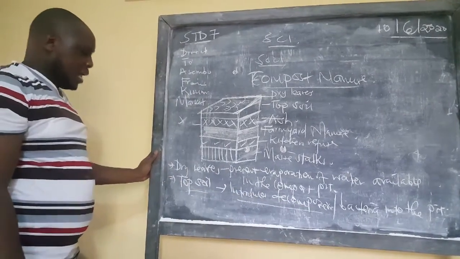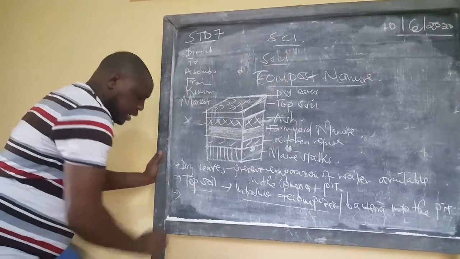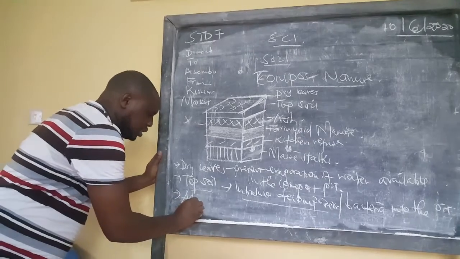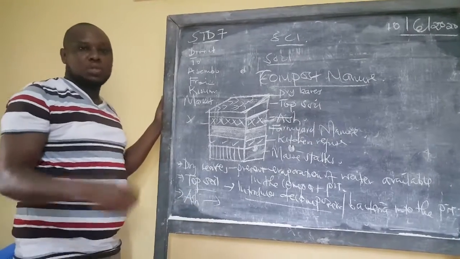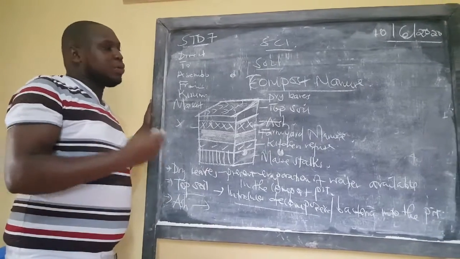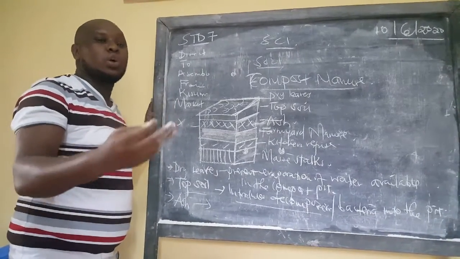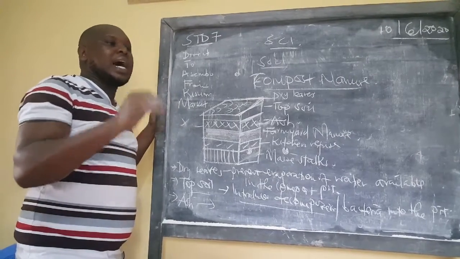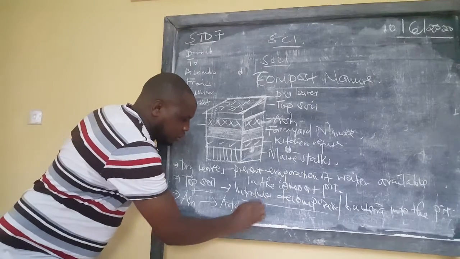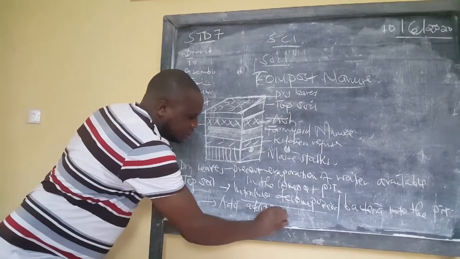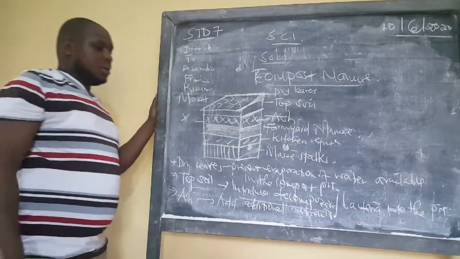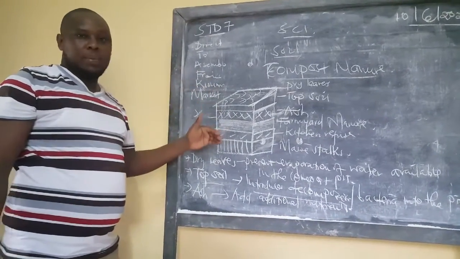Very, very important. Then number three, we are moving downward. We have ash, the wood ash. Sometimes they talk about ash, they also talk about wood ash. So what is the importance of wood ash? Wood ash is brought there to add additional nutrients. And put it the way I'm putting it, add additional nutrients. That's how support would look like. Add additional nutrients. To add additional nutrients into the heap.